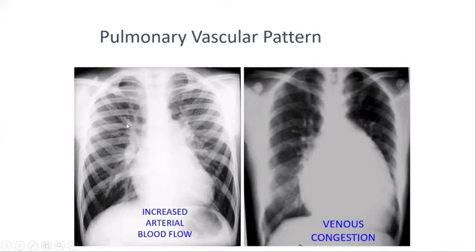With respect to this, there is also an increase in the vascular patterns. Even on the periphery they are more prominent, and even on the apex they are also more prominent. And these are discordant to the normal vascular pattern.